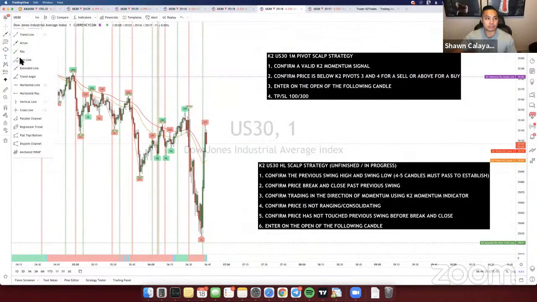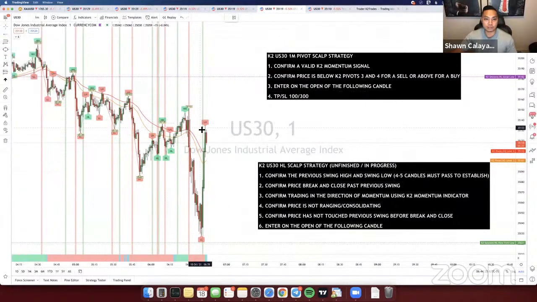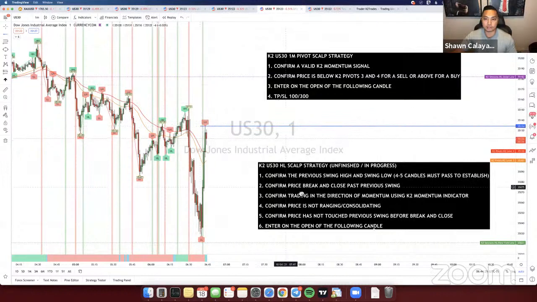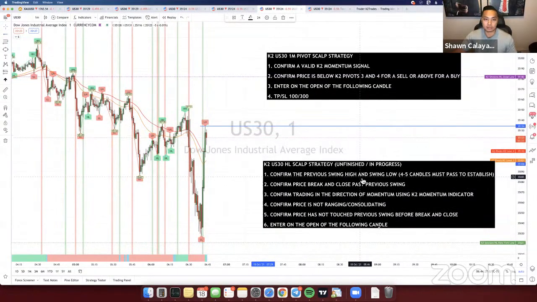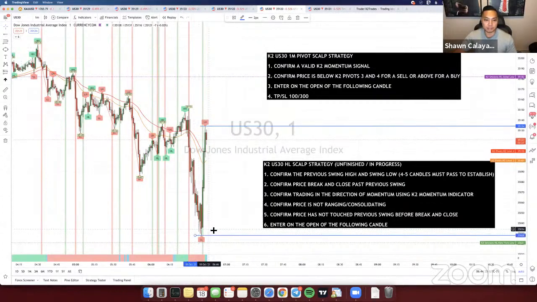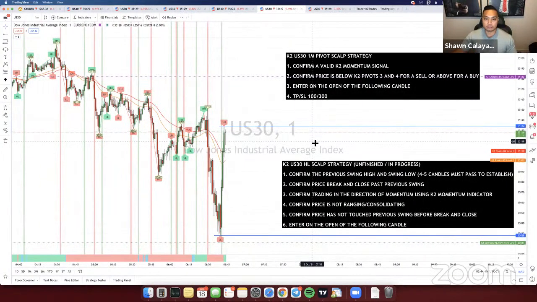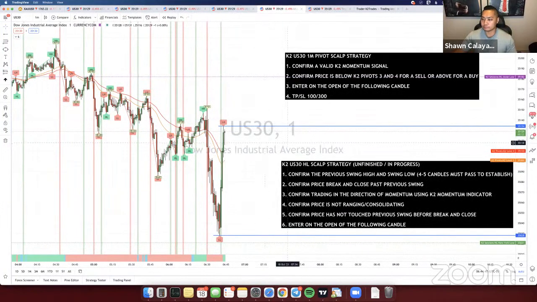I'll be drawing some lines here for the high-low strategy. If you guys are not familiar with it, this is the strategy that's also in progress and currently unfinished. However, we've been testing it. We've been forward testing it live for the past couple of weeks now. So I'll be looking for entries off this as well. So we'll see what's going to be our next play as we follow through with this.